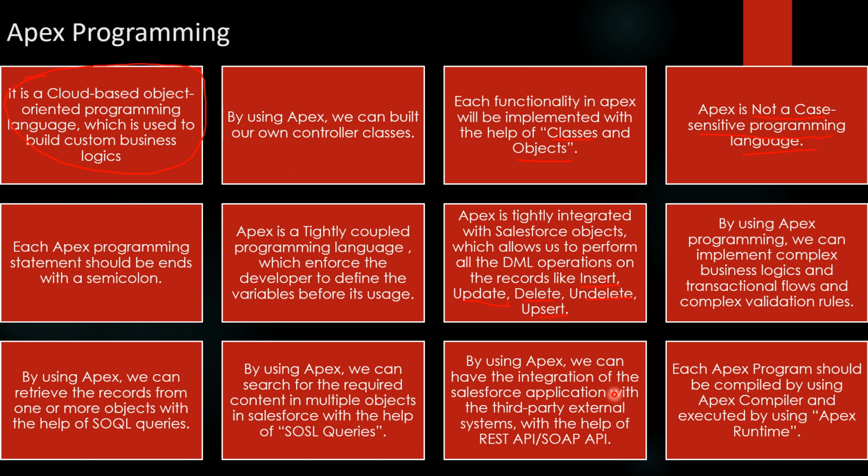By using Apex, we can have the integration of the Salesforce application with third-party external systems with the help of REST API or SOAP API. So this is also very important: the ability to integrate with other systems. Using Apex this is possible. That capability has been provided by Salesforce. So what APIs can we use? REST API or SOAP API.